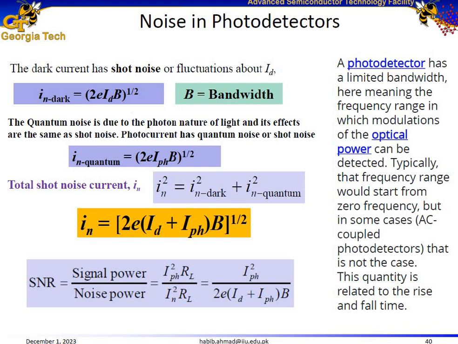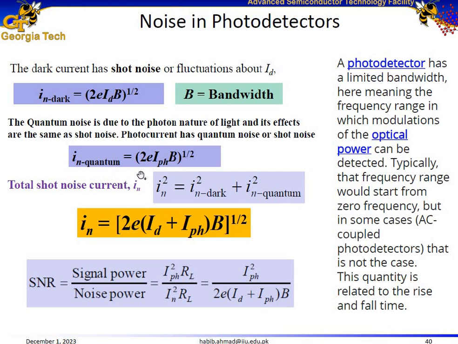Bandwidth actually means the frequency range of operation of the photodetector, and this quantity is related to the rise and fall times of the photodetector. The higher the bandwidth, the smaller the rise and fall time of the photodetector, and the higher the speed of the photodetector. So higher bandwidth corresponds to higher speed of a photodetector.